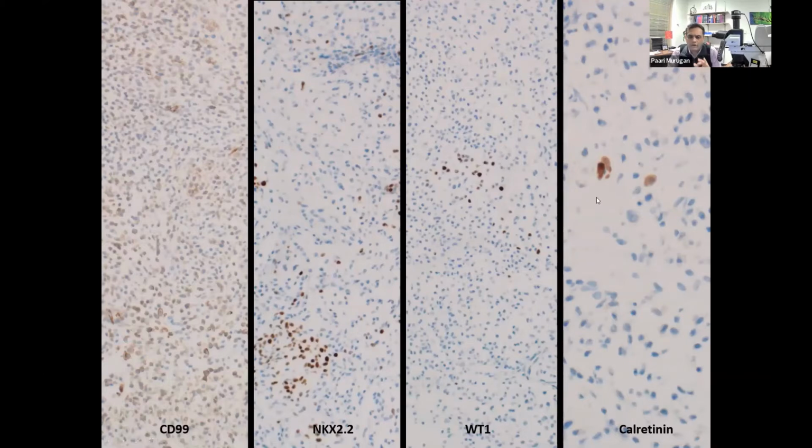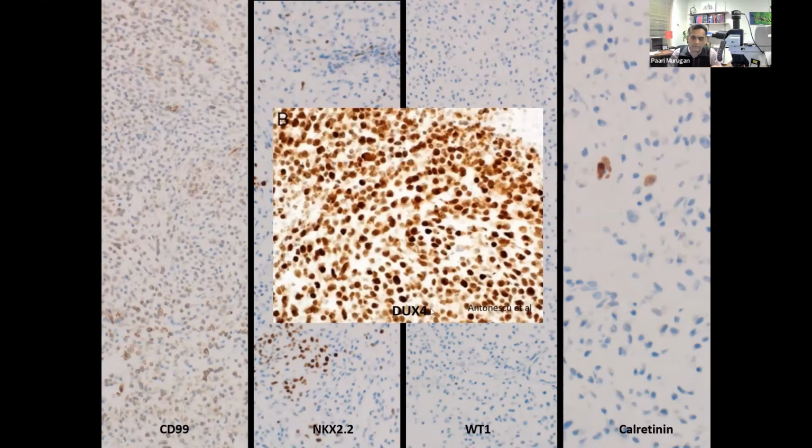Then the marker that is most useful, if you have it in your lab, is actually the fusion partner, which is DUX4. DUX4 is always going to be overexpressed in CIC sarcomas that have fusion between CIC and DUX4 gene, and that can be used as an immunohistochemical stain. And you can see that Dr. Antonescu's paper has shown DUX4 is strongly diffusely positive for these tumors.